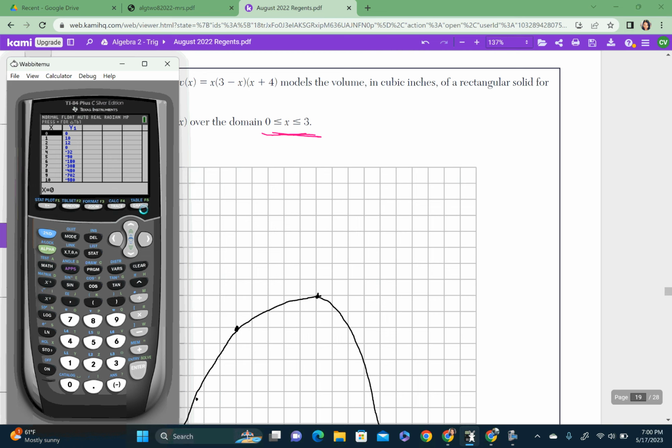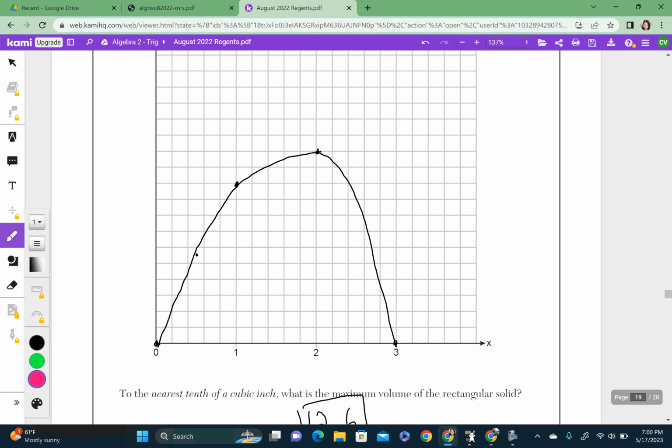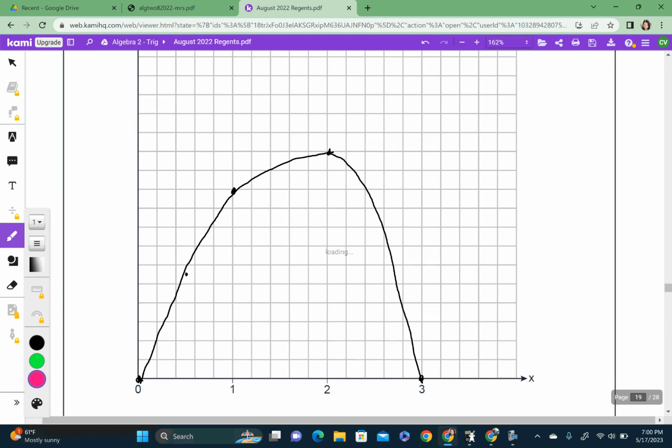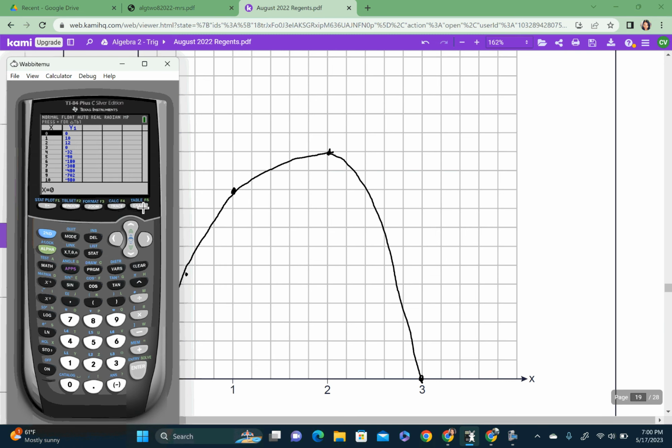on our paper. So 0, 0, right? So I went to my paper, 0, 0. I'm going to show you how to get that second part in a second. And then 1, 10. So I went to 1, I went to 10. 2, 12, right? You see that? And 3, 0. So what I did next is I went to table set, so second window, because yes, I have enough points to go ahead and graph, but I want to try to get some points also in the middle to make this more exact.